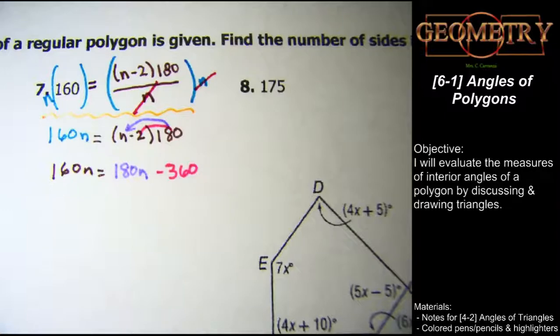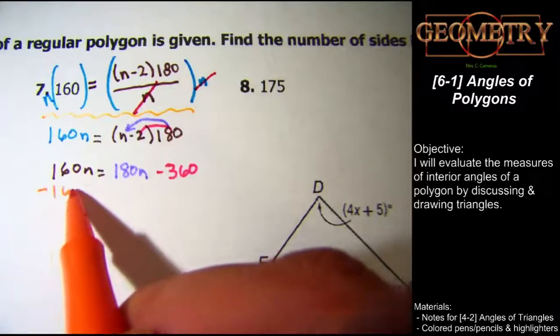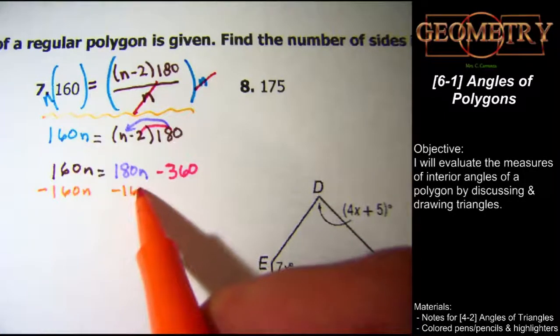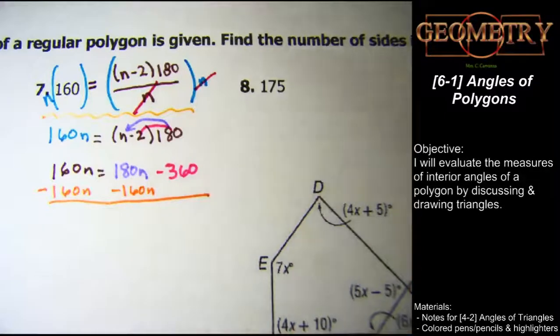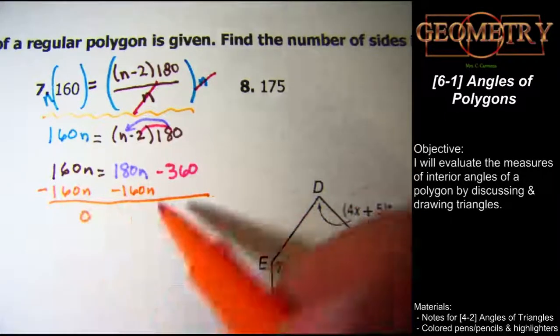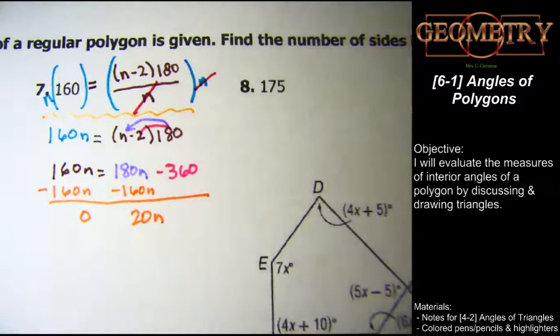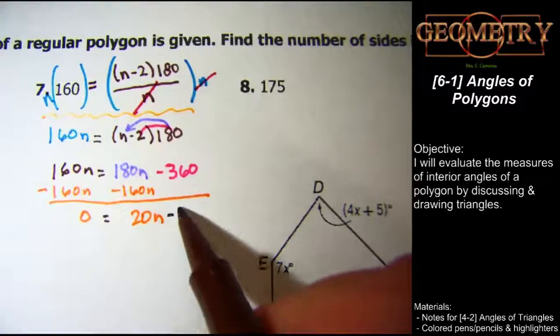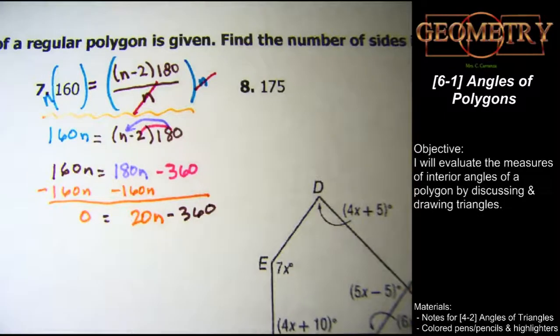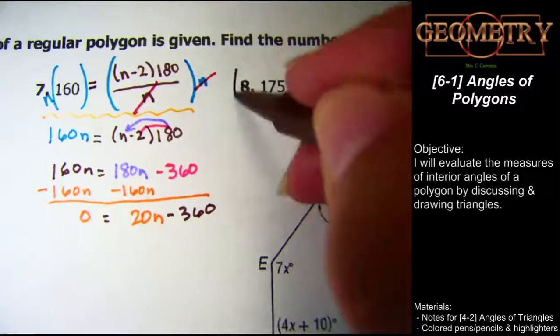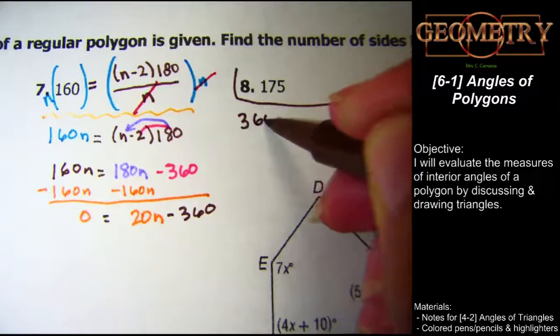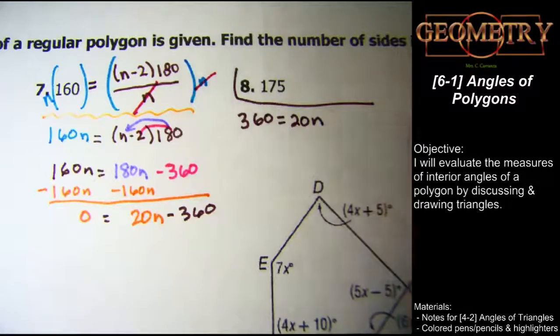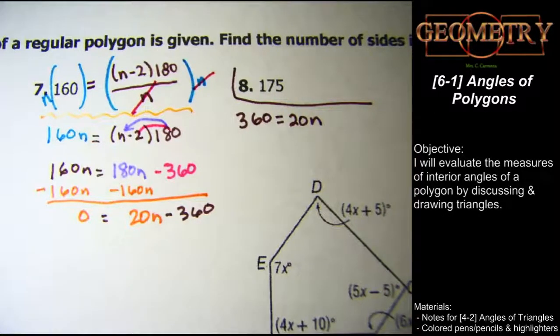Subtract something from both sides. You could subtract the 180, or I could subtract the 160. Both of those things are correct things to do. Then we're going to add 360 to both sides. I'm going to do that over here and kind of ignore this one for a second.